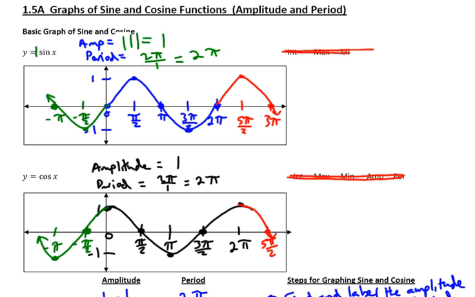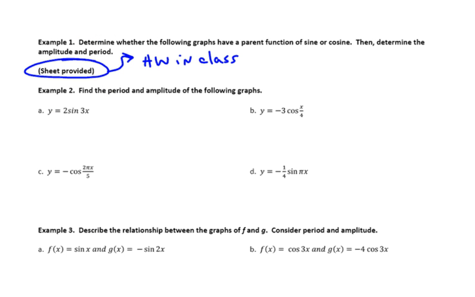We're still taking a look here at 1.5a, graphs of sines and cosine functions. We're talking about the period and amplitude still. We're talking about just taking it from the general sine function, and we're going to be talking about changing the period and amplitude.